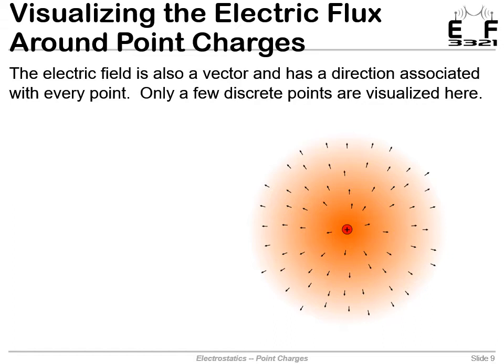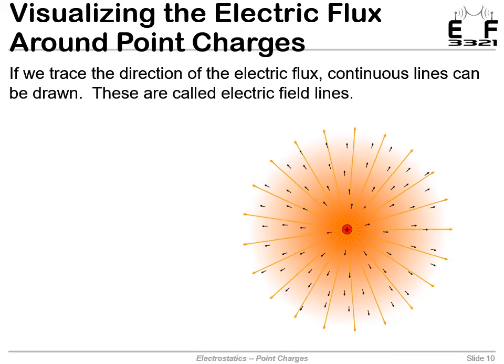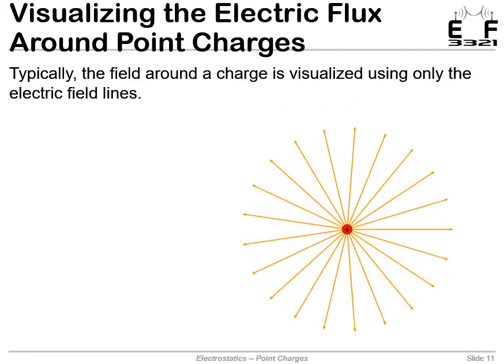Now, if I put my finger down here and I looked at the vector direction and just moved my finger a little bit in that direction, looked at the direction again, moved in that direction, and kept going, I would trace out what are called electric field lines. And they look like that. And so very often, you will see the field around a charge represented only with the lines.